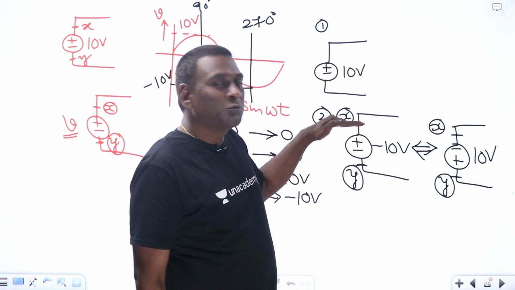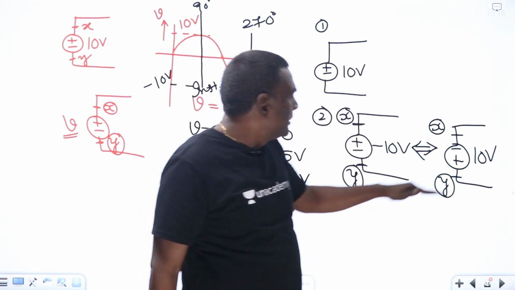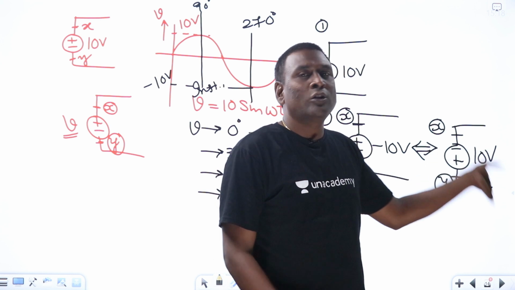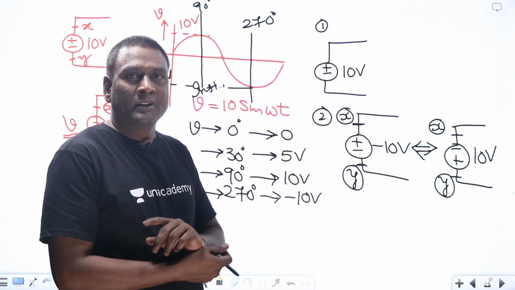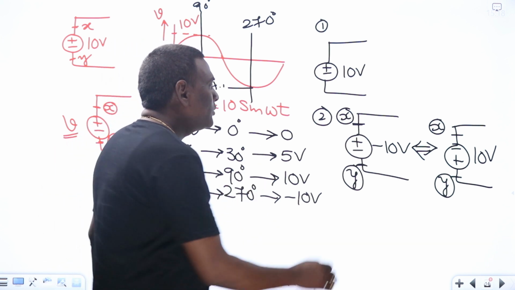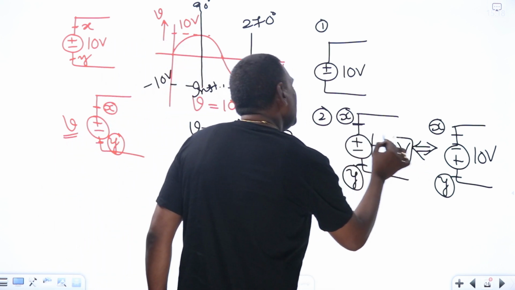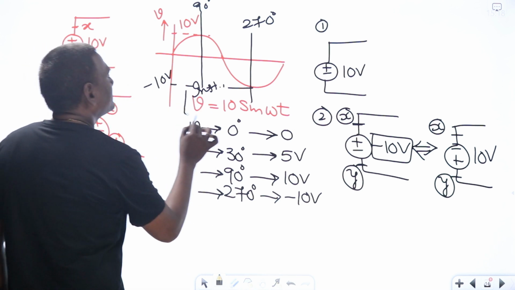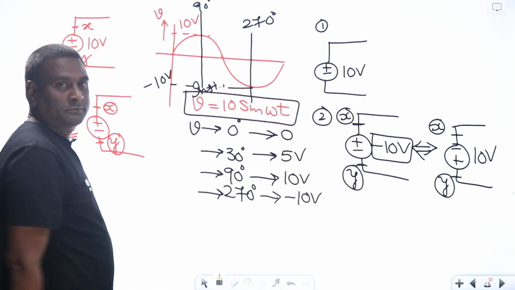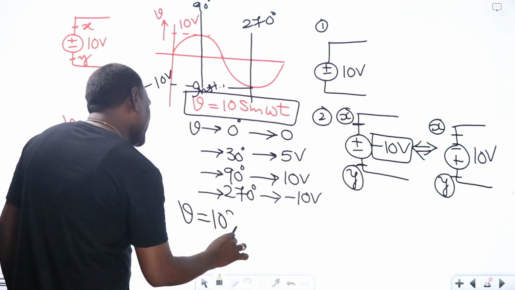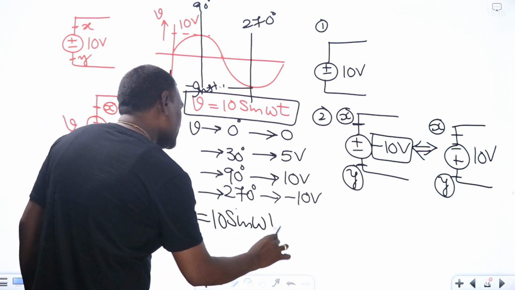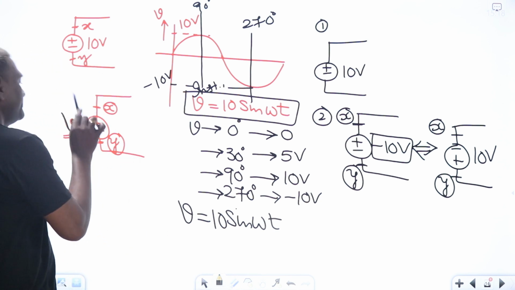Minus to plus, voltage rise of minus 10 volts. Plus to minus, voltage drop of plus 10 volts. Both are the same. Getting my point, right? Now, this particular minus 10 volts will be provided by your equation V equal to 10 sin omega t. So, V equal to 10 sin omega t if I write, and if I keep V here.